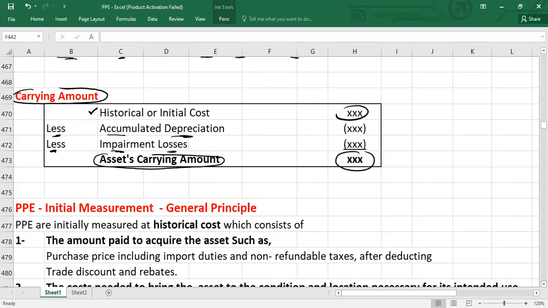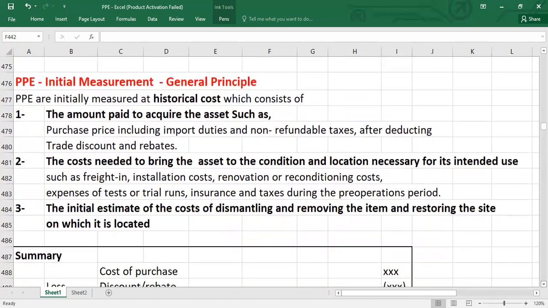So here we have the general rule. We are going to talk about what will be included in the historical or initial cost of the asset. So here we have a general rule to capitalize the cost. PPE are initially measured at historic cost, which means at the time of purchase, you will record the asset: debit asset, credit cash, with the historic cost.